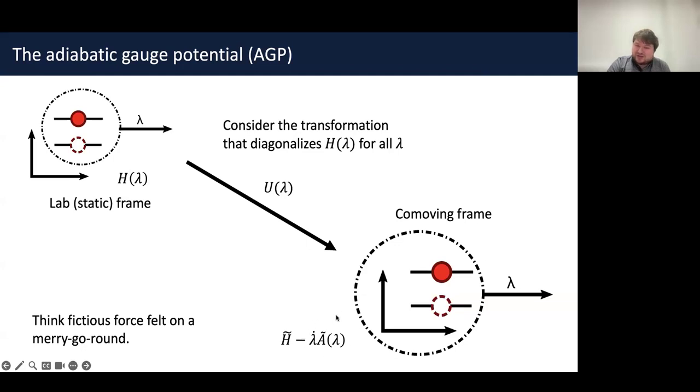So I gain these additional terms in my equation of motion. And this is nothing more than just the same thing that goes on classically, in the sense that if you're on a merry-go-round or spinning, you'll feel this fictitious force pushing you outward. And this is the adiabatic gauge potential.